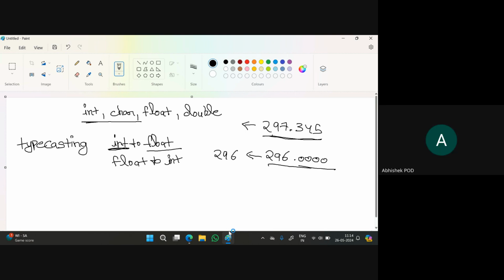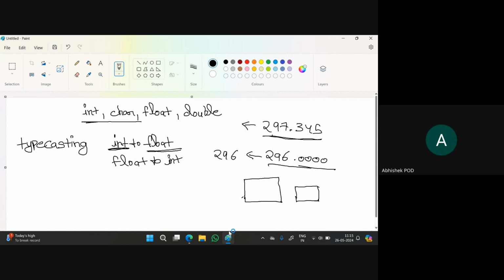That's correct. Now, let's say you have some data available in float. Float, as you said, is going to take more memory. That means you can consider it as a big box. And integer, since you are saying that it is going to take less memory as compared to float, let's assume it to be a small box. You can keep some contents here.